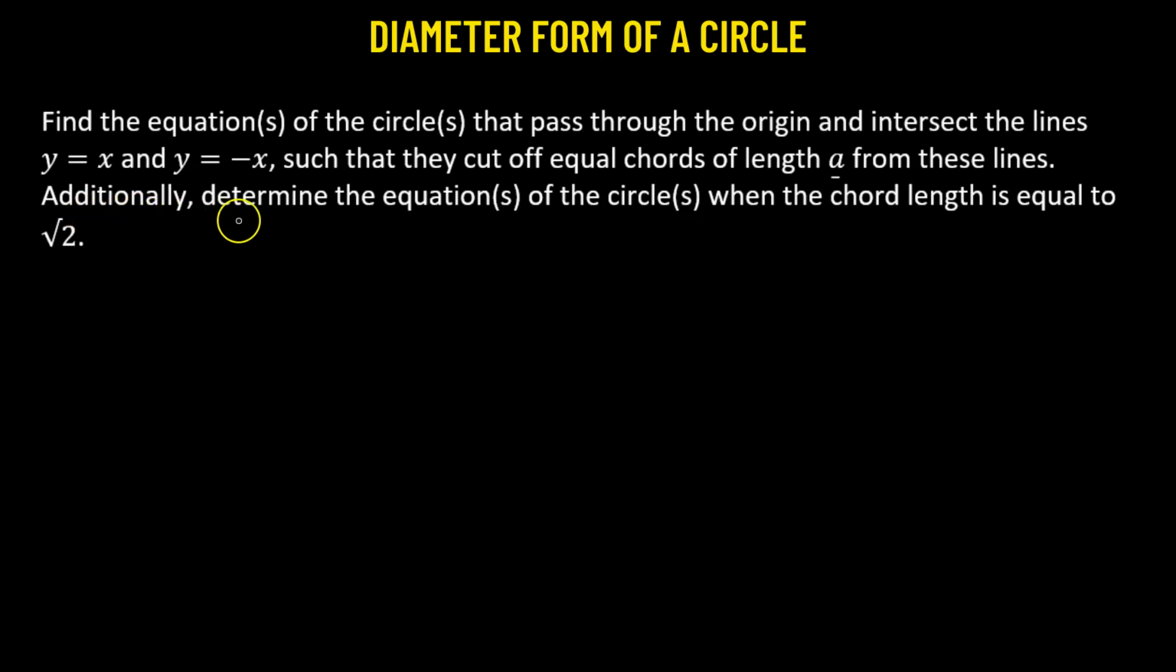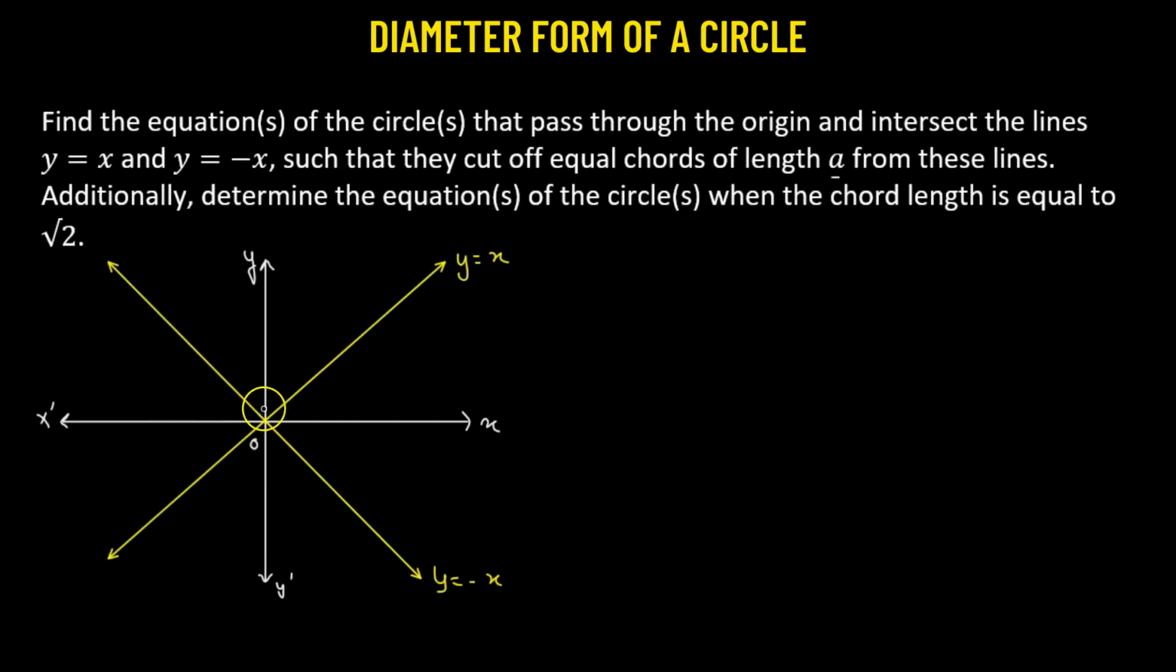There is also a second part. We also need to determine the equation of the circle if the chord length is equal to square root of 2. So first we'll try to find the equation of the circle by taking chord length equal to a, and once we have the result, we'll finally replace that value of a with square root of 2 to get the final result. So let's try to understand the problem graphically here.